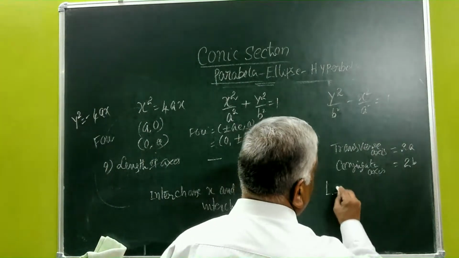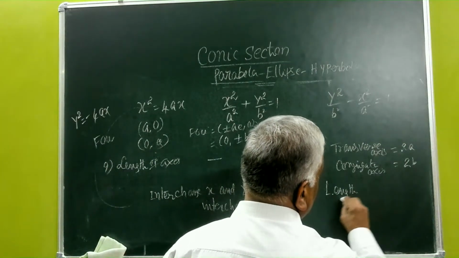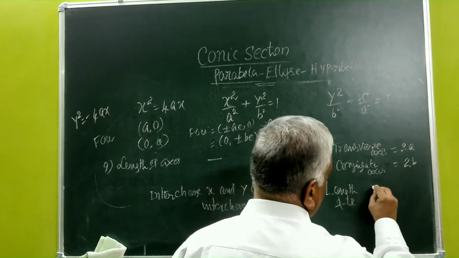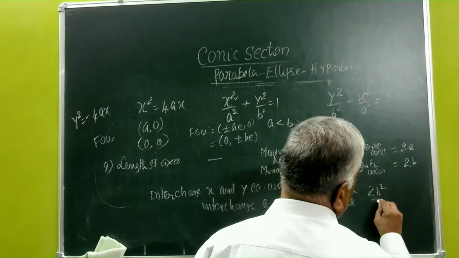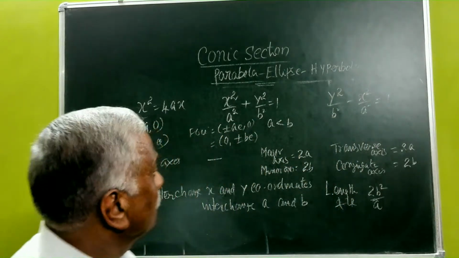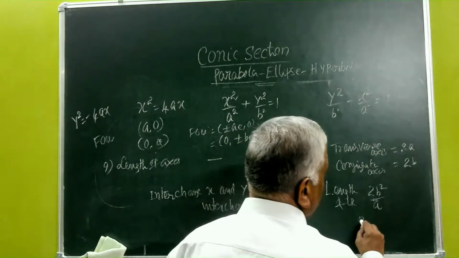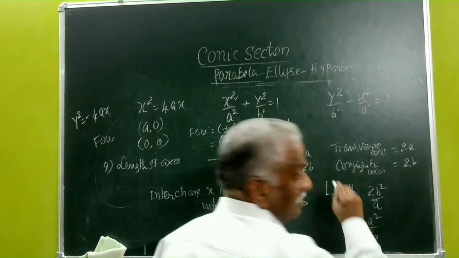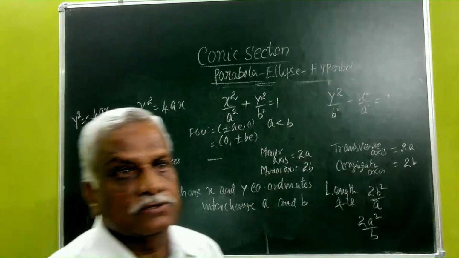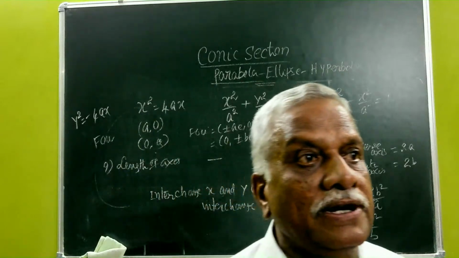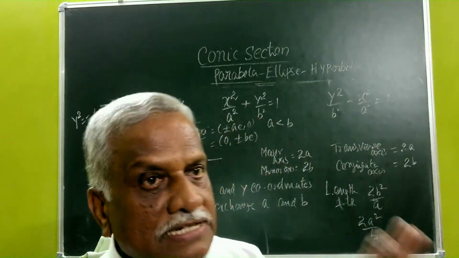Supposing you want the length of LR, for the normal type it is 2b square by a. If it is the second type, it is 2a square by b. So you need not remember a second type for ellipse and hyperbola. Just remember only one type.